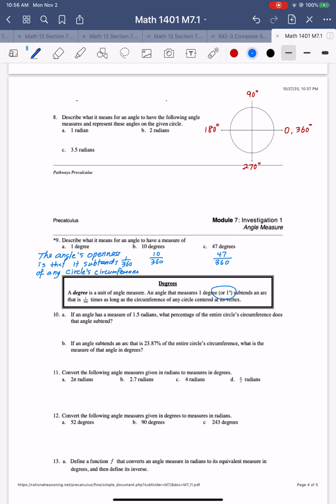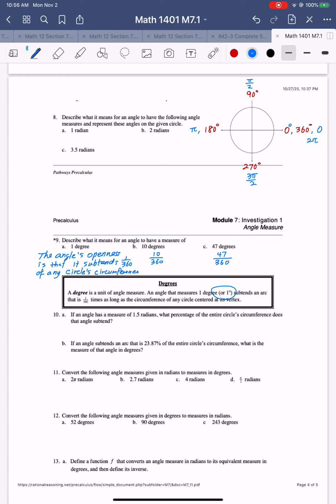Number 10: if the angle has a measure of 1.5 radians, what percentage of the entire circle circumference does the angle subtend? Now we are talking about radians. 0 degrees is the same as 0 radians. 90 degrees is pi over 2, 180 is pi, and 270 is 3 pi over 2, and then back to 2 pi. When you go around the whole circle, it makes 2 pi.